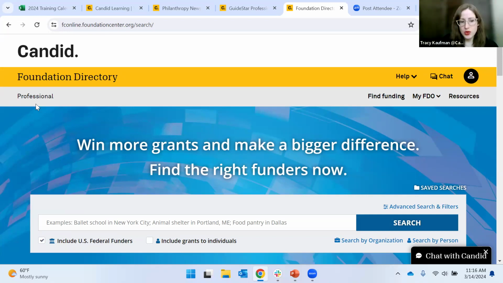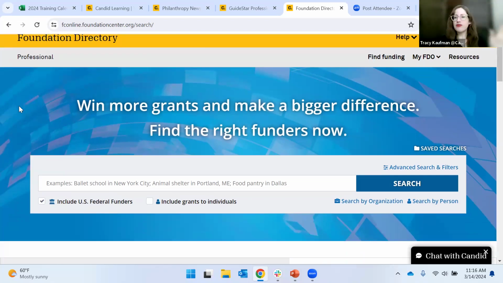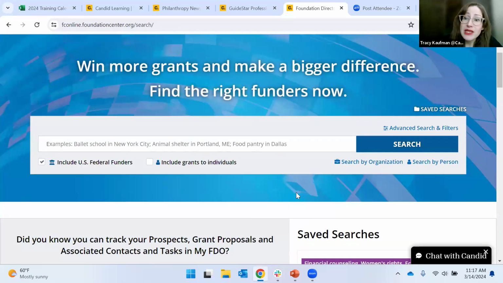There are two different ways that you could do a search. You could do things in a simplified way if you're intimidated by all of the bells and whistles, and you could just describe what you're trying to fund in this simple search bar here. The way they frame these searches in the examples they show is not that different from the questions I was asking you to present to yourself: ballet school in New York City, animal shelter in Portland, Maine, food pantry in Dallas. You get the point. What is it that you're doing? Where are you doing it? So you could do it like that, or you could get fancy.